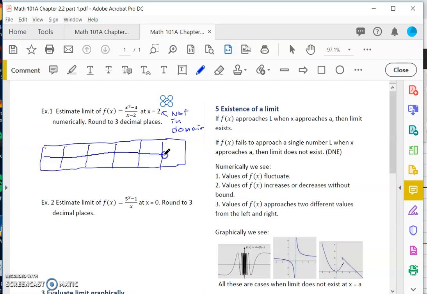From 2, so x would be, oh, I forgot the 2 here. So 2 here, we just don't do anything here. But I need one more. So 1.9, 1.99, 1.999, and then 2.001, 2.01, and 2.1. Okay, so we figure out what f of x is.